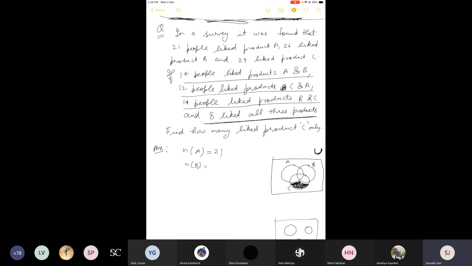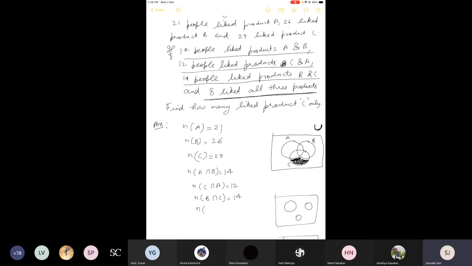8 liked all. What is this value? 8 is n of what? 8 liked all three products. That means which portion? A union B union C? Not union, intersection. Why union? All three products. See, it will be this portion, this red portion, which is present in all three. It is part of set A as well as set B as well as set C. This is not union; this is the intersection of all three.